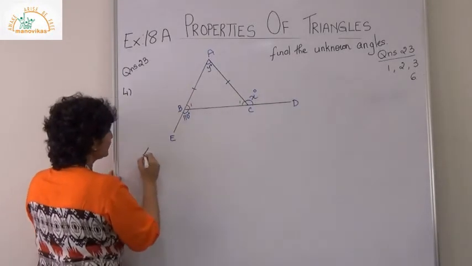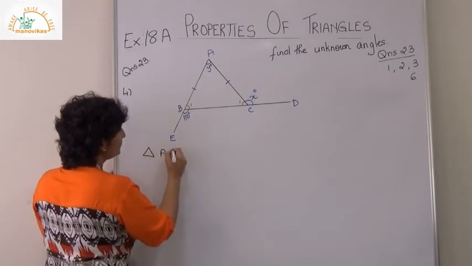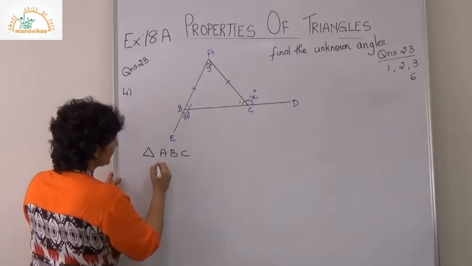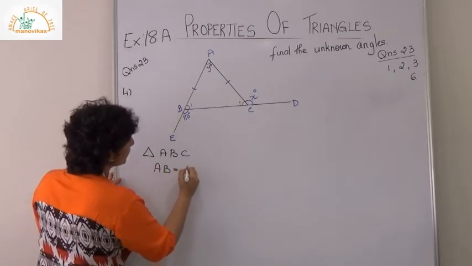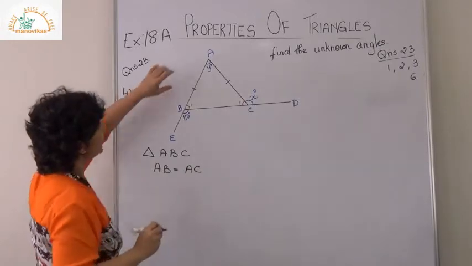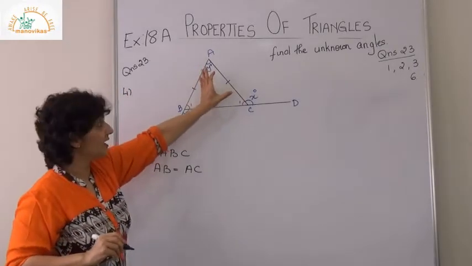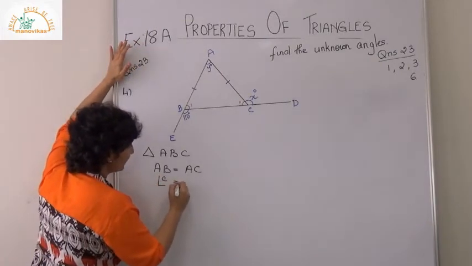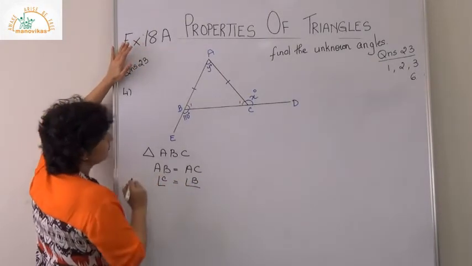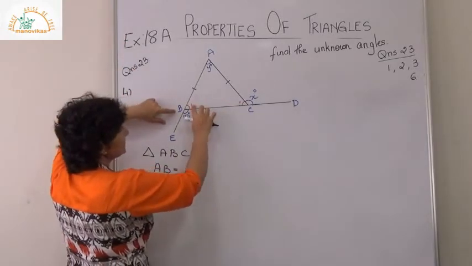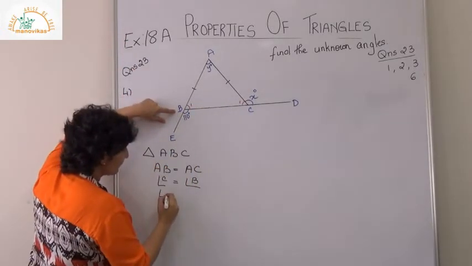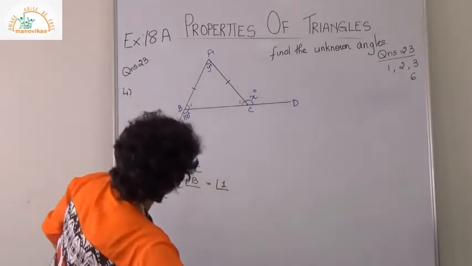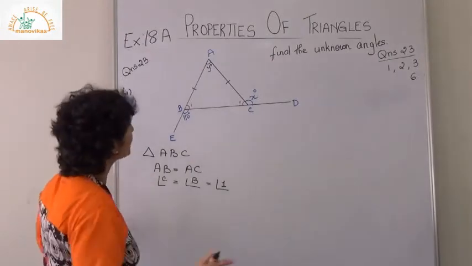Now we have triangle ABC, and you know these are extended, and they are saying AB is equal to AC, right? AB is equal to AC. So when AB is equal to AC, that means angle C is equal to angle B. Let's name both these angles as angle 1.